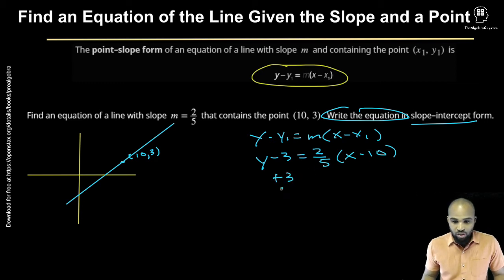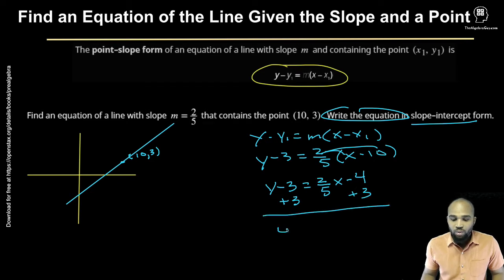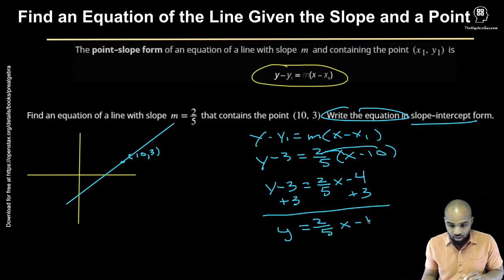Actually, I don't want to do that first. I want to make sure I distribute this first. So I'm going to go y minus 3 equals 2/5, distributing: 2/5 x, and 2/5 times -10. Well, -10 divided by 5 is -2. -2 times 2 is -4. I'm going to add 3 to both sides now to get this y by itself. And that leaves me with y equals 2/5 x minus 1. There we go. So there it is in slope-intercept form.